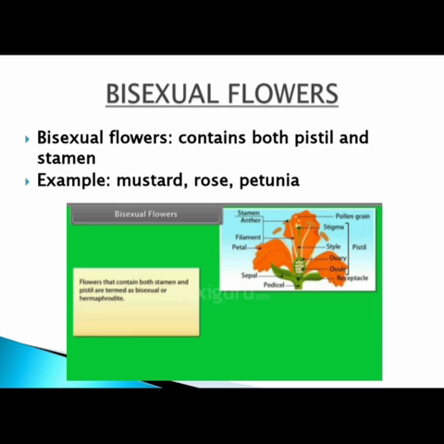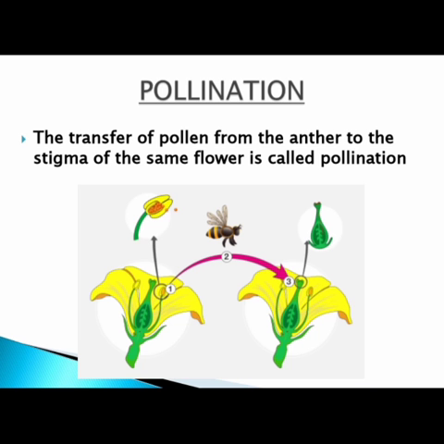Okay, so don't forget. So coming to pollination. In one plant you see many flowers, right? How do that many flowers grow? That is because of the process of pollination. What do you mean by pollination? The transfer of pollen from the anther to the stigma of the same flower is called pollination.